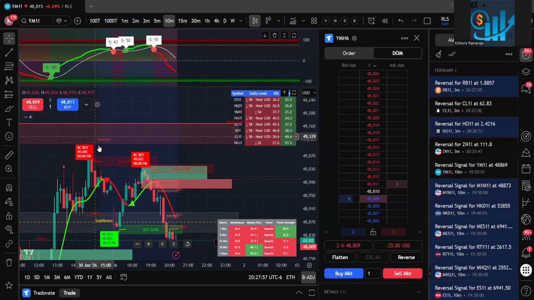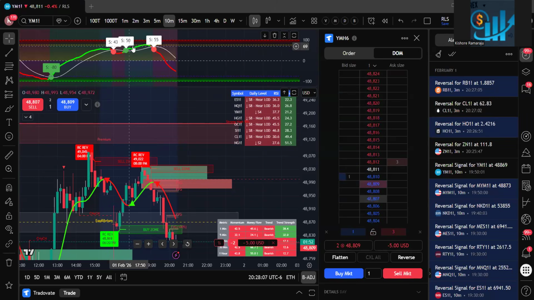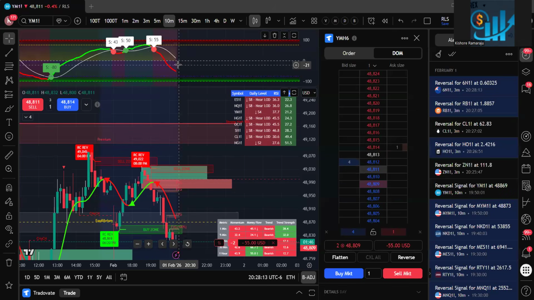If you see here, you are at a premium zone. Price went close to the premium zone. This is a sell zone. You got a bearish reversal, and T5 is also at the top and started dropping. So you have a perfect confluence. Your T5 is in a bearish direction. You got a bearish reversal close to the premium.